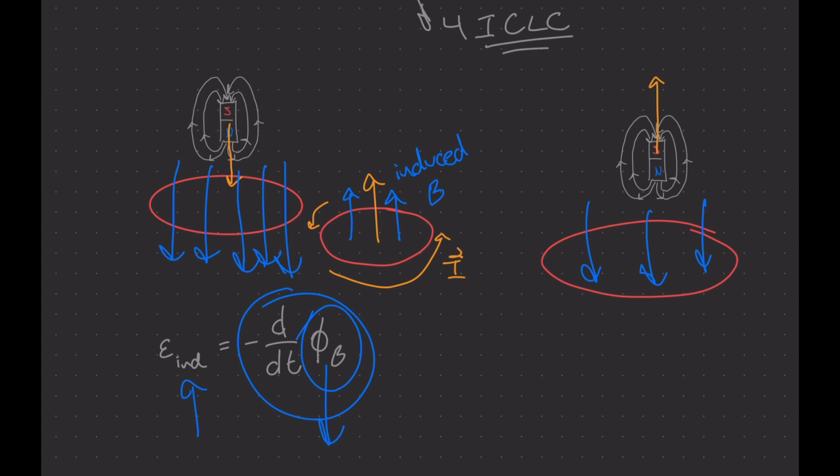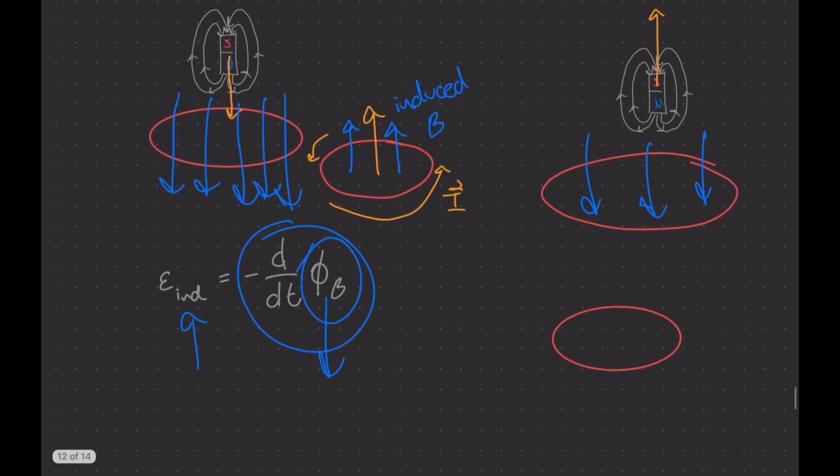But think about this. The flux now is getting weaker, so the loop wants to maintain the status quo. So it's like, yo, I am sensing the magnetic field or the magnetic flux going through my area is getting weaker. Since it's getting weaker, I'm going to create more magnetic field going in the same direction as the magnetic field I feel in order to counteract this weakening of the magnetic field. You see what I'm saying? So the induced magnetic field due to this scenario is going to be in the downward direction, right?